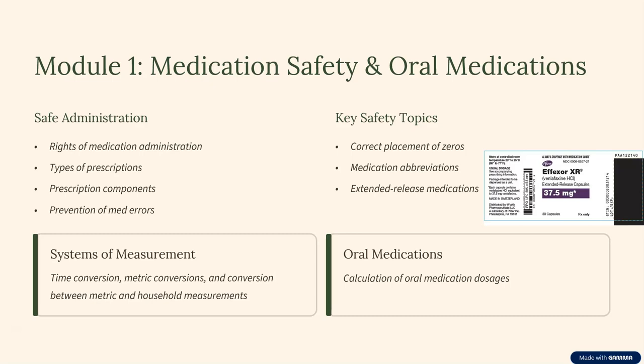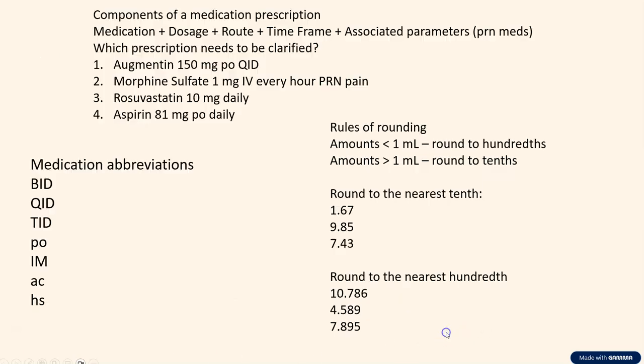Medication abbreviations like PO, IM, sub-Q, things like that, we also reviewed. And we also spent some time talking about extended release medications. I placed a medication label on this PowerPoint to remind you that generally an extended release medication will have an XR or an SR following the name. It often will say extended release capsule or sustained release. We also discussed medication calculation of oral medication dosages.